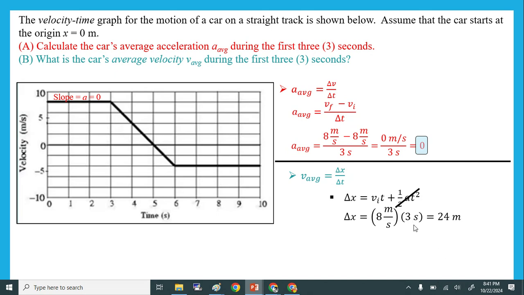Well, how much time has gone by? It says the first 3 seconds. So I would just plug in my time as 3 seconds. So 8 times 3 is just 24 meters. Okay. So therefore, I know my displacement.